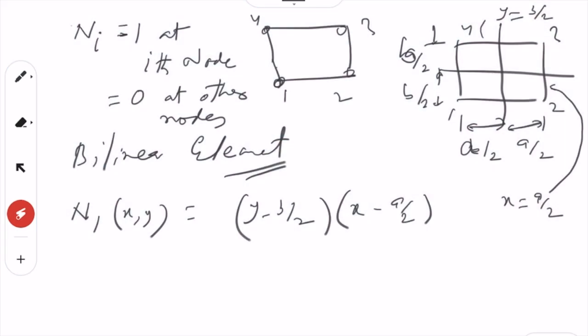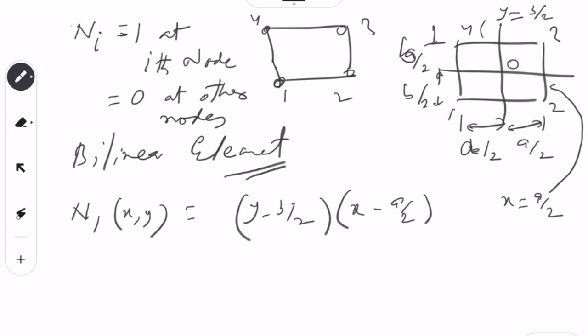Okay. So, now including them will guarantee that the value of n1 at this line and this line will be 0. So, the origin is here.